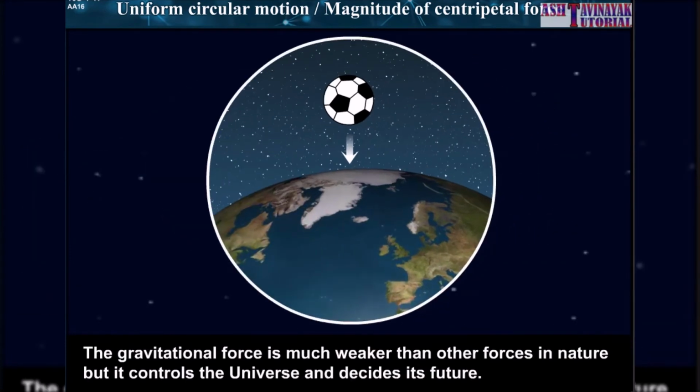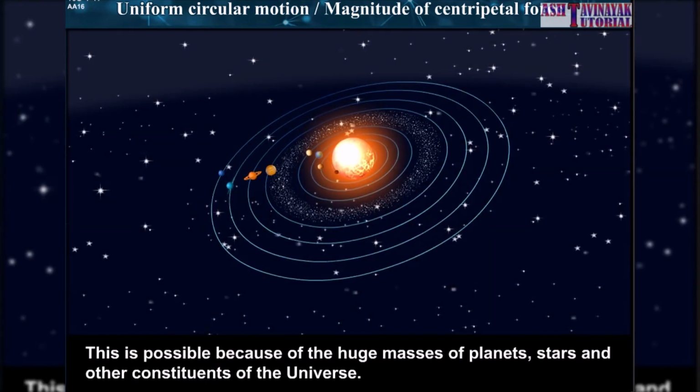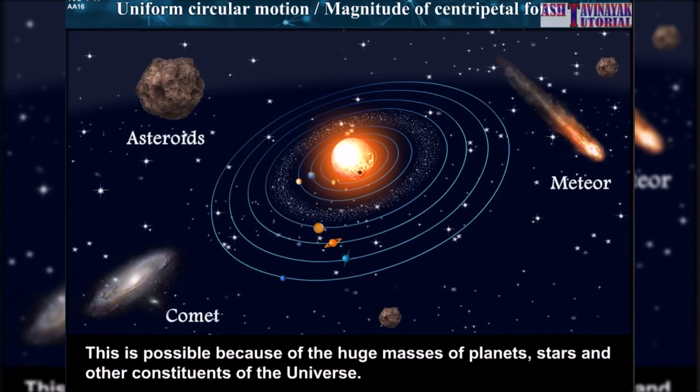The gravitational force is much weaker than other forces in nature, but it controls the universe and decides its future. This is possible because of the huge masses of planets, stars, and other constituents of the universe.